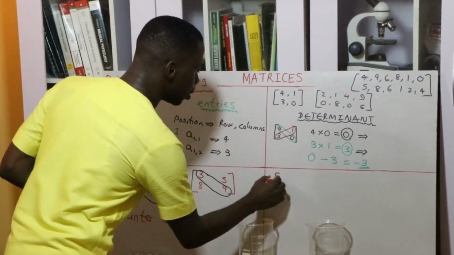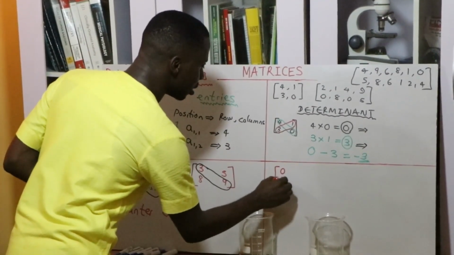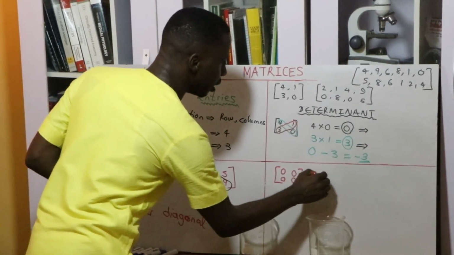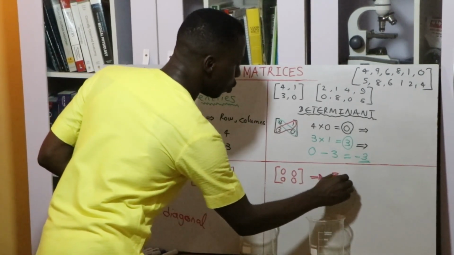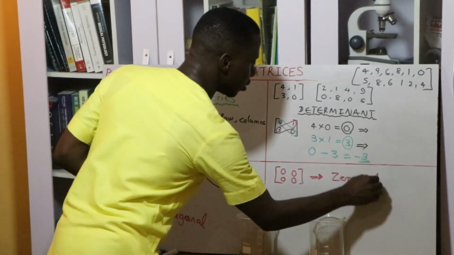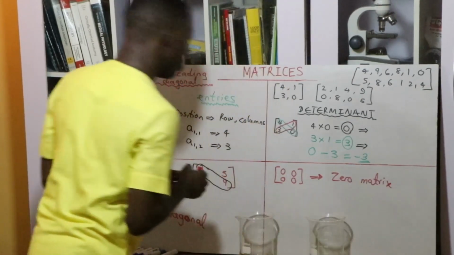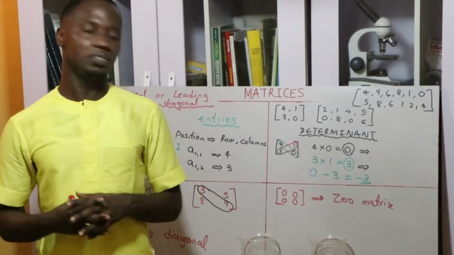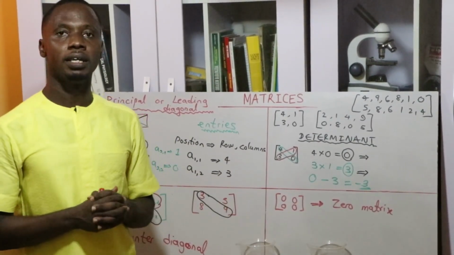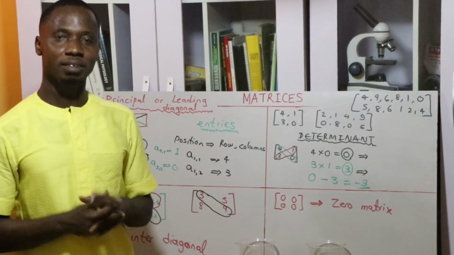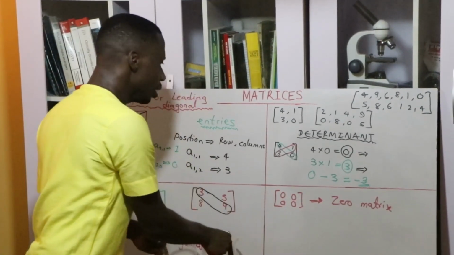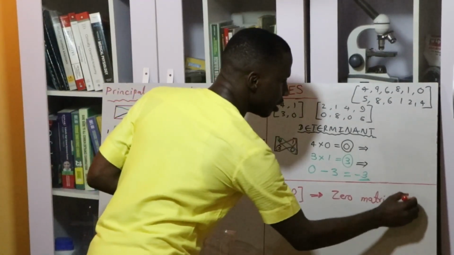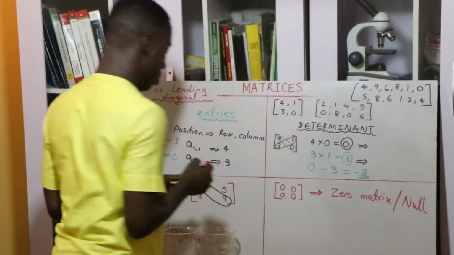So a zero matrix will have just zeros as its entries. A zero matrix is a matrix that has only zeros as its entries. Okay, so this is an example of a zero matrix. I'm sure you get that. Now, the next thing, of course, a zero matrix is also called a null matrix. You can also call it a null matrix.